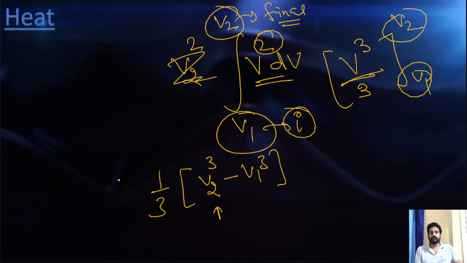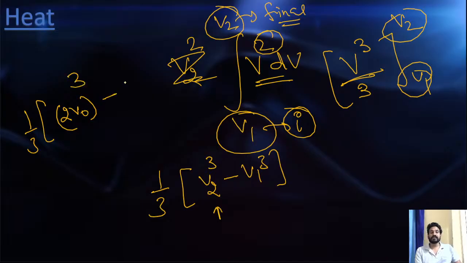So just put here 1 by 3 into V2 cube. What is the value of V2? 2V0 and its cube, minus V1. V1 is my V0 and its cube. So 2V0 cube is 8V0 cube.